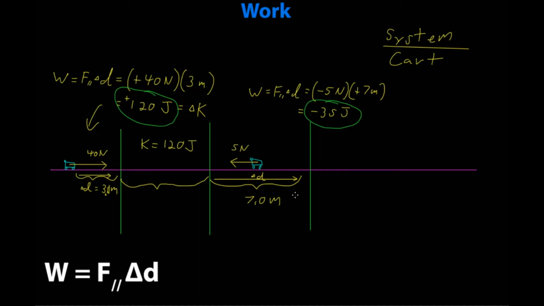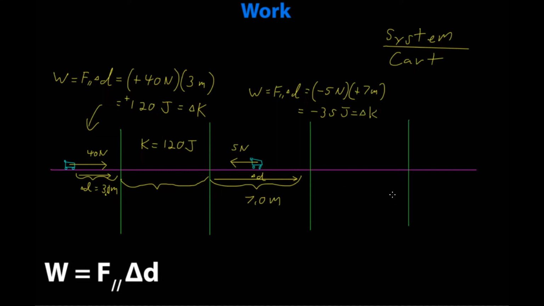Well, since work is a transfer of energy, the positive and negative represents what direction the energy is being transferred. A positive work means that energy is being transferred into your system, which is the cart in this case. A negative work means energy is being transferred out of your system. So in other words, 35 joules of energy are being removed from the cart. What kind of energy is being removed? Well, again, kinetic energy is being removed.